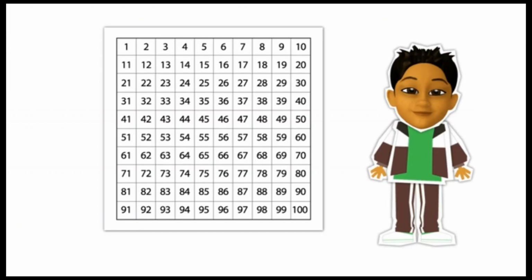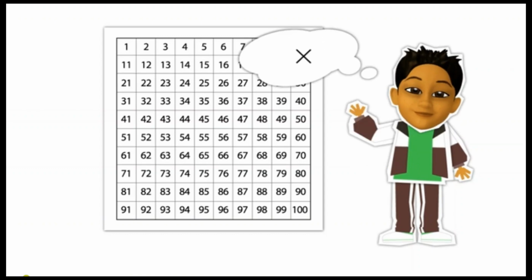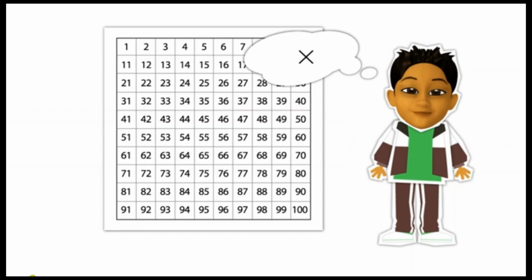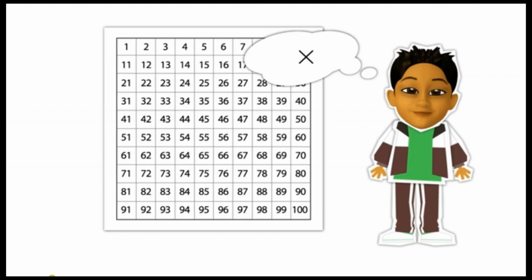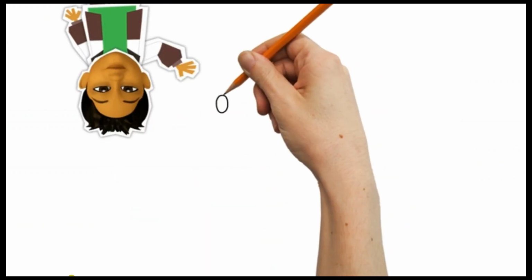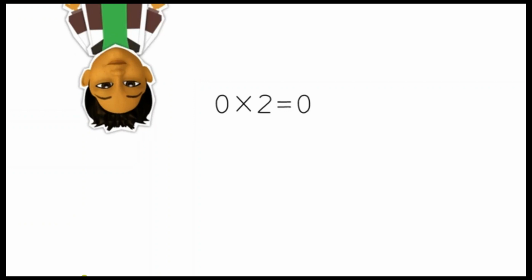Hey there! Let's look at all the multiples of 2 to try and find some patterns. Do you know what a multiple is? Well, it sounds like multiplication. Right. A multiple is a product of a number with other numbers. So, if we are looking for multiples of 2, we are looking for the product of 2 times other numbers. 2 times 0 is 0, because anything times 0 is 0.